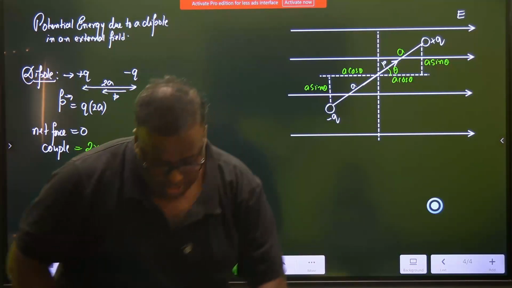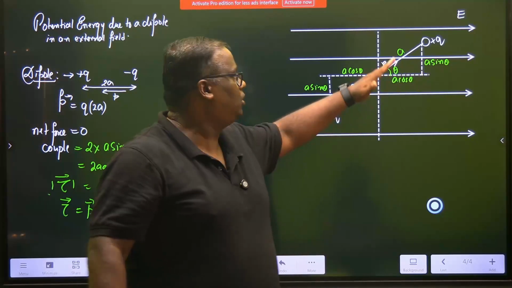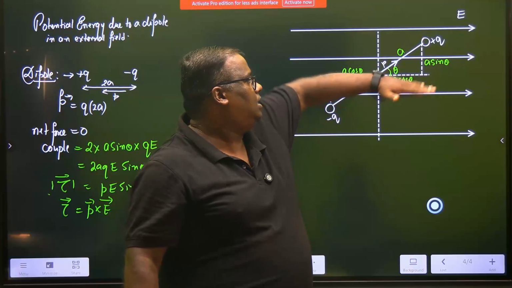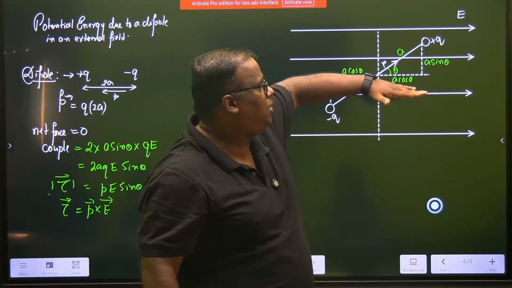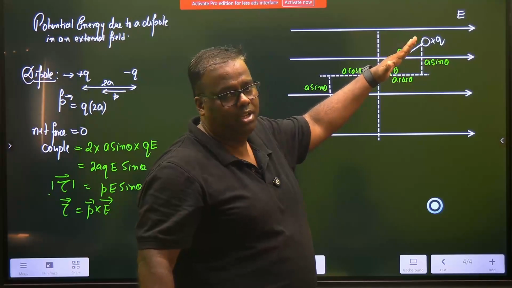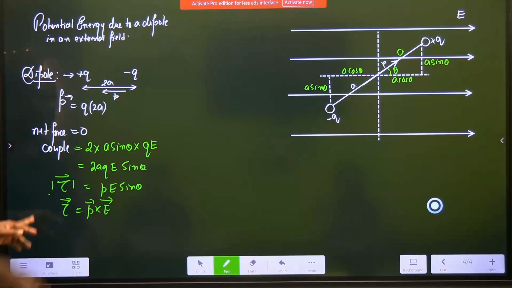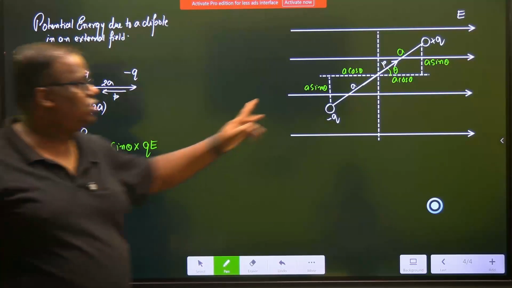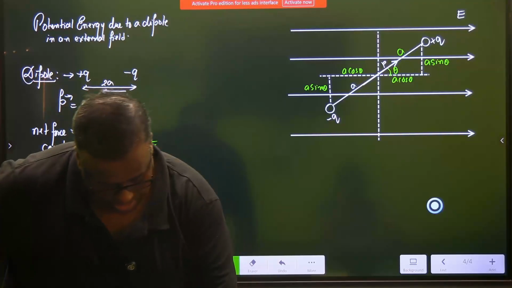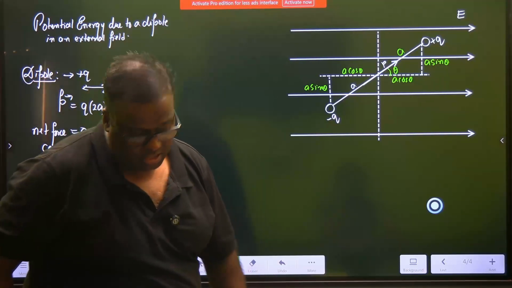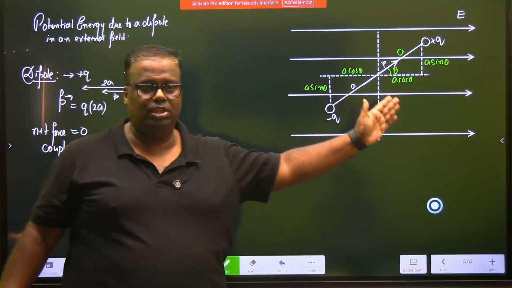So why is this torque important? The torque is important because if I displace my dipole a little bit in this manner, at an angle theta, the torque brings it back to its shape. So what does this torque do? The torque restores the dipole again in such a manner that the dipole moment aligns itself with the electric field vector.